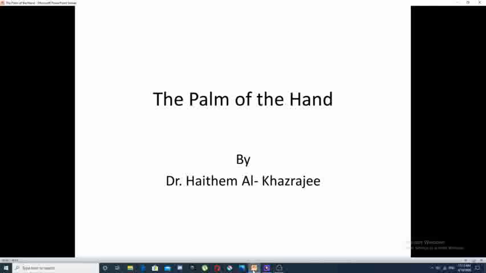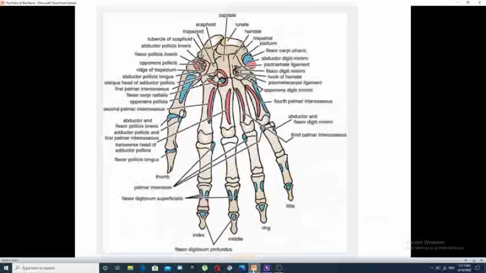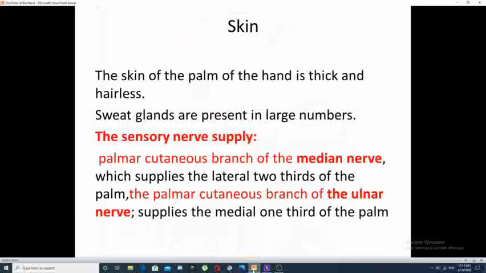Today we will continue our discussion about the hand. In the last topic we talked about the skeleton and bones of the hand, and today we will proceed with soft tissues of the hand. To start with, we will begin with the palmar aspect of the hand, and we will start with the skin of the palm of the hand.